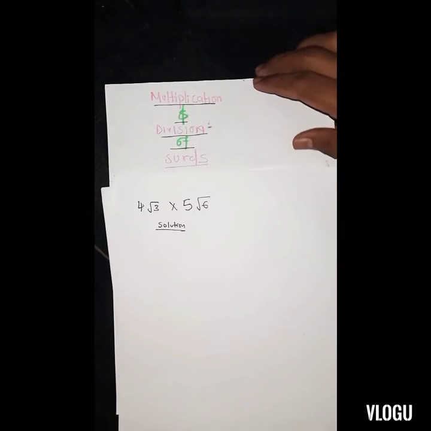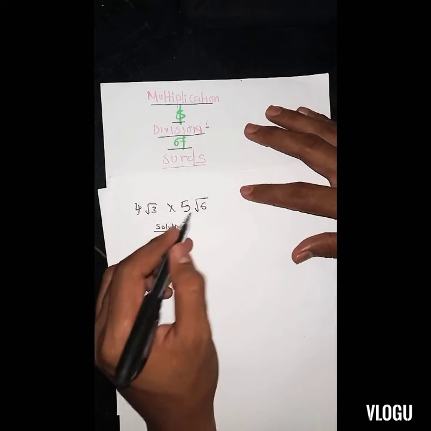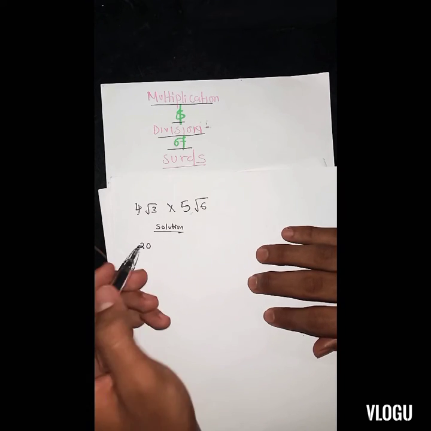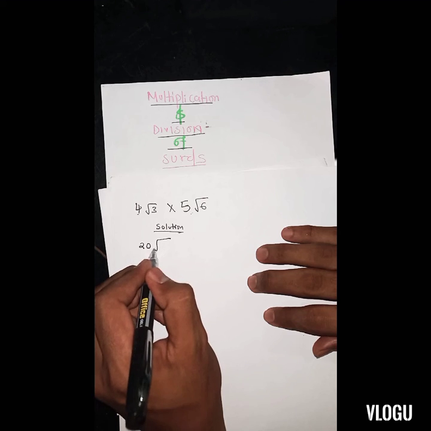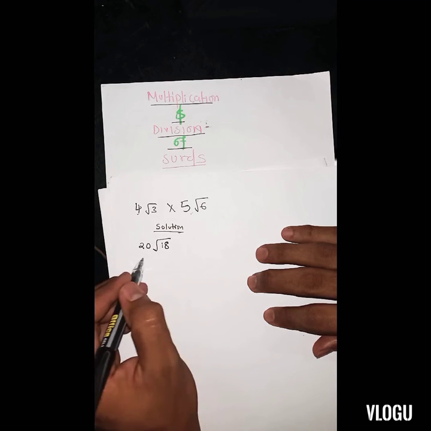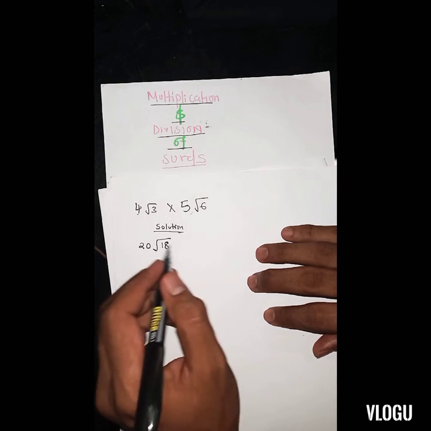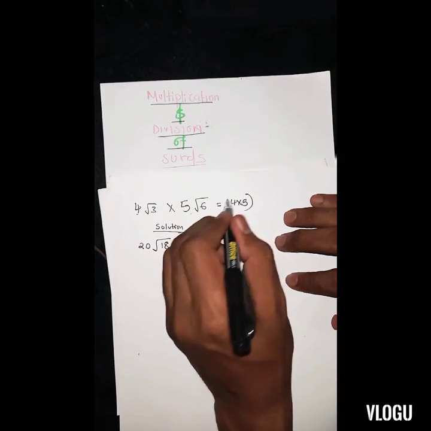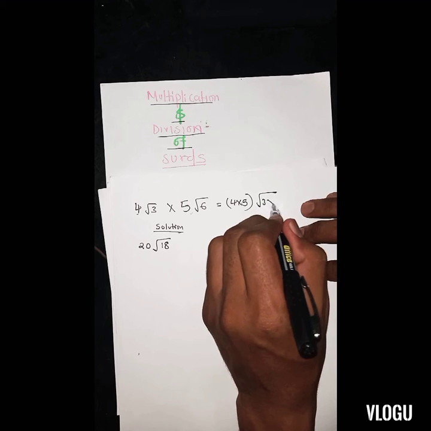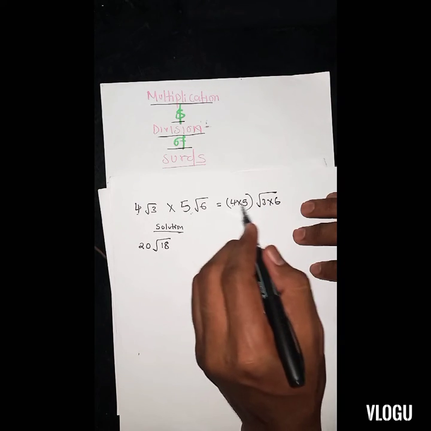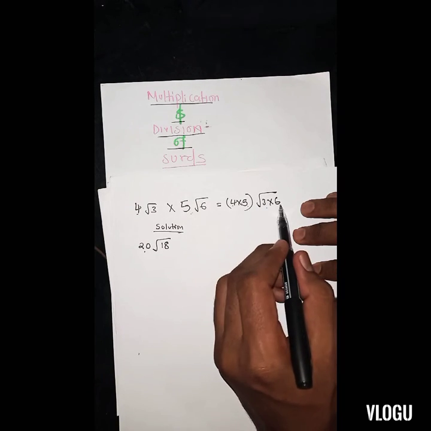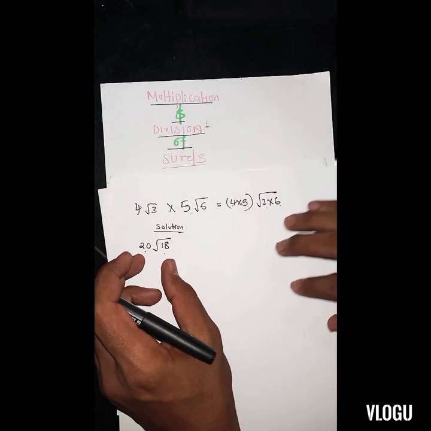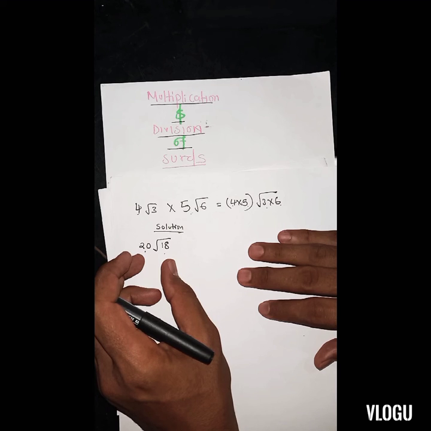As you can see here, what we are going to do is 4 times 5, we are going to get 20, root 18. So what have we done? We have said 4 times 5, then we have multiplied 3 times 6. So 4 times 5 is 20, 3 times 6 is 18. Now I think that is how you should multiply.